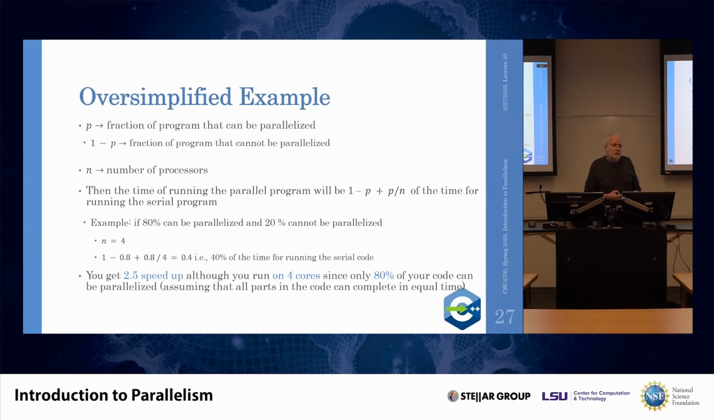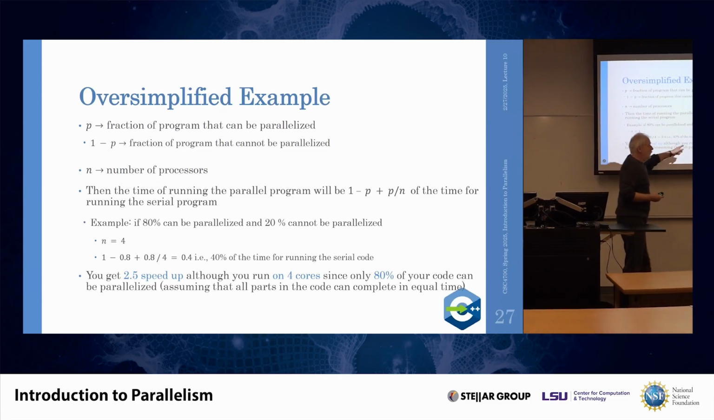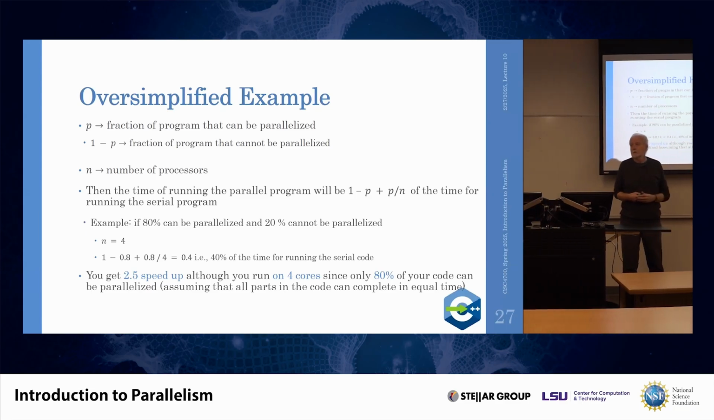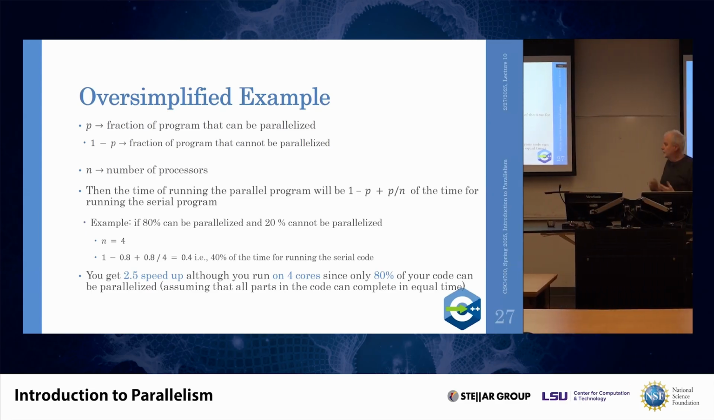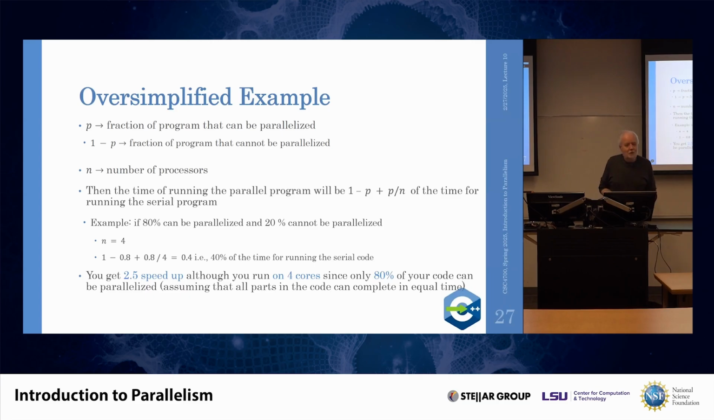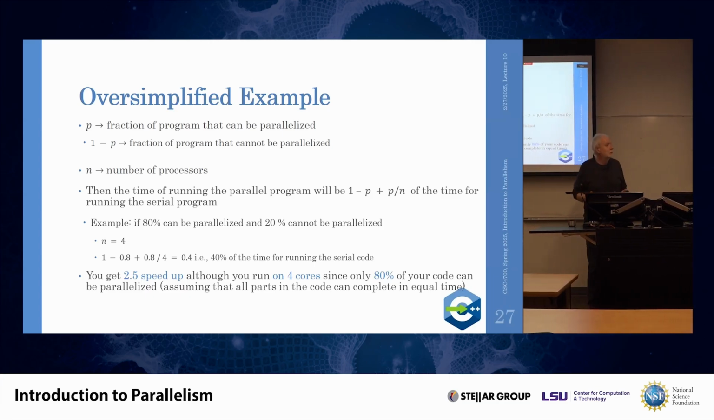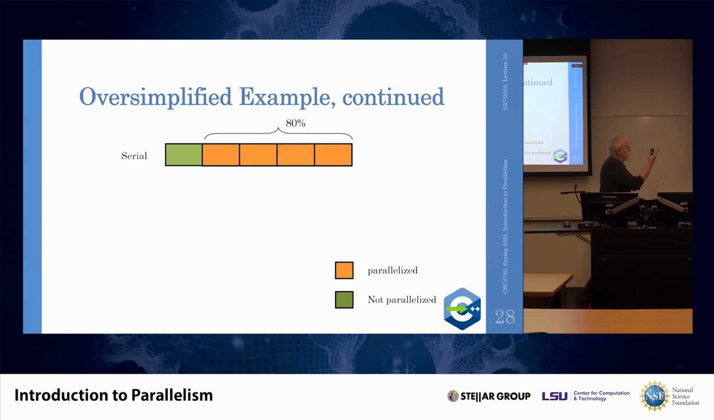Which is kind of surprising, because you run it on 4 cores. Why do I get only 2.5 in terms of speed up? And this is one of the central problems of parallelization. How do I get high efficiency? How do I get to very high speedups when I throw a lot of resources at it? Let's look at that example.